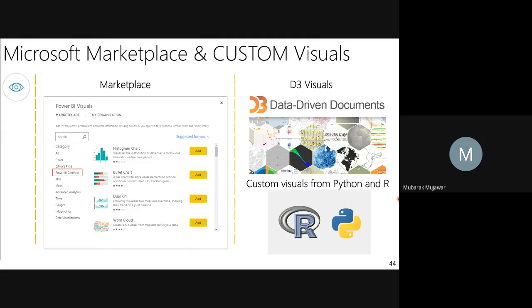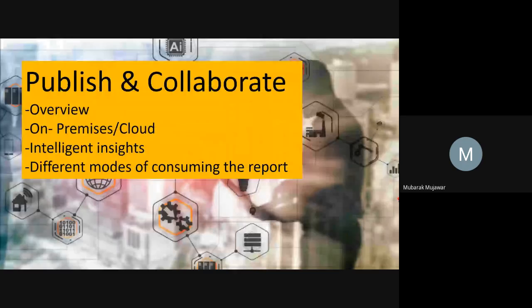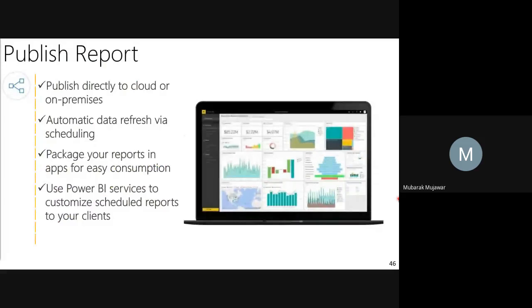And then once you have visualized it, you can publish and collaborate. You can publish that on premise, or you can send it to the cloud, or perhaps send it to your collaborator for their review. The collaboration activity is not available for free. If you want to collaborate with your collaborator or with your customer, then you have to pay certain fees.